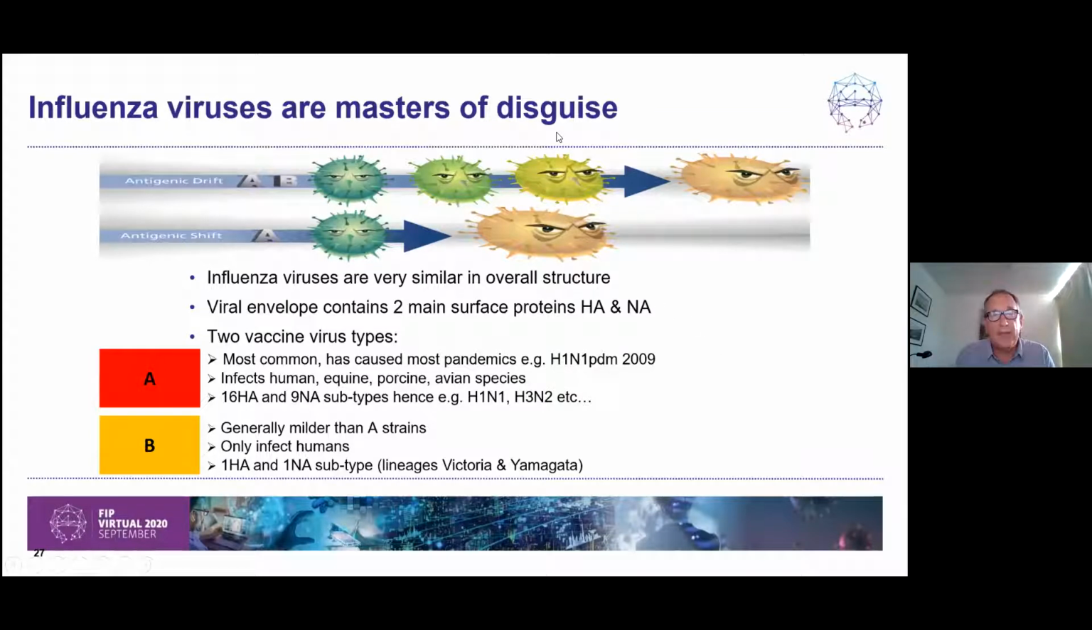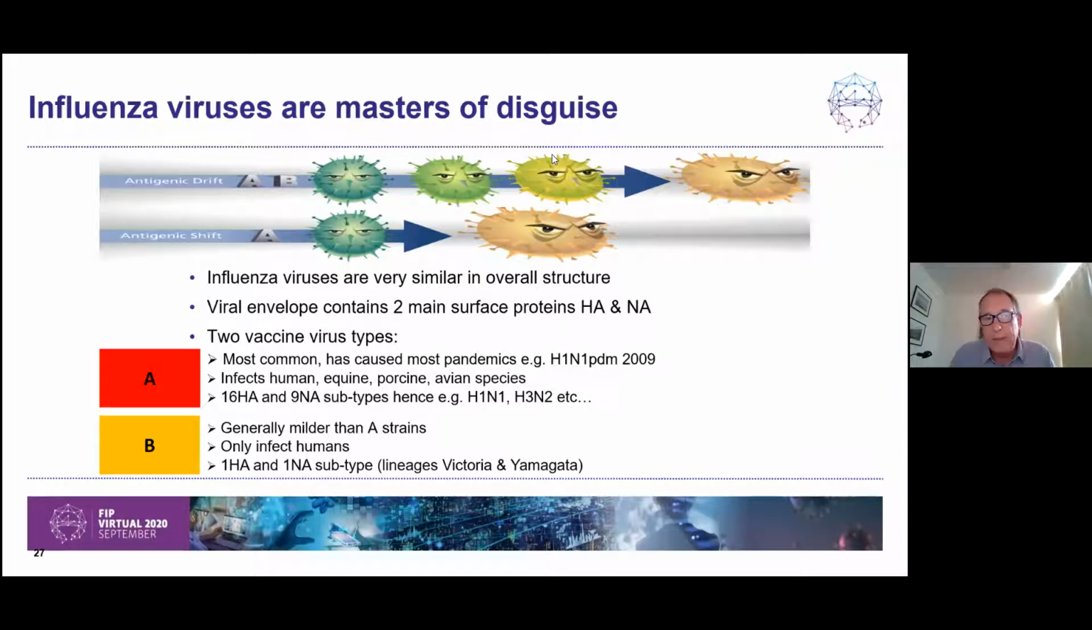Does the vaccine match the strain that's circulating? Despite the fact they're very similar in overall structure, with two envelope surface proteins, the hemagglutinin and the neuraminidase, they mutate and change such that they have different infectious capabilities. The vaccine that's developed typically comprises 2 A strains, which are the most common. They cause the pandemics, for example. They infect not just humans, but horses, pigs, bird species. And there are multiple subtypes, hence you get H1N1 and H3N2, etc.